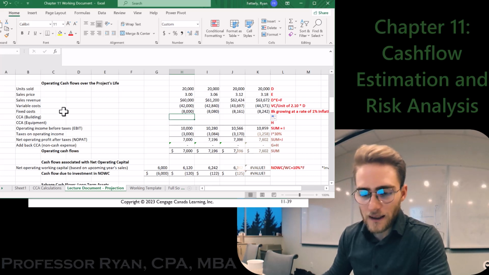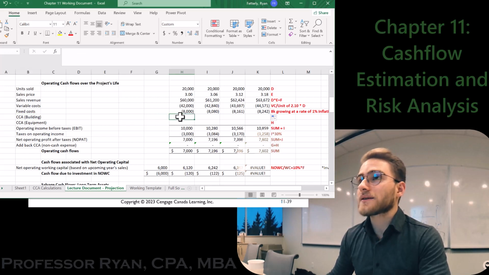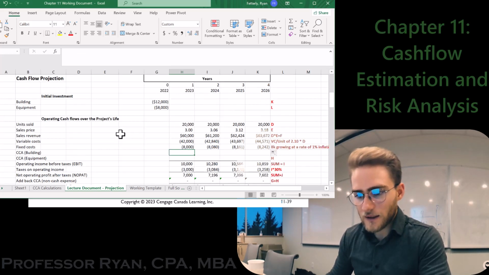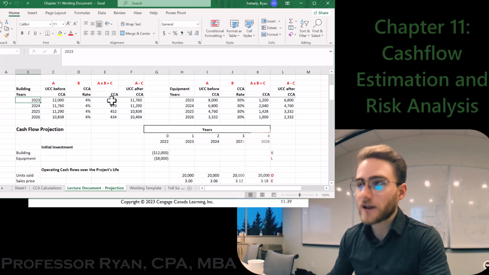Okay. And now we have CCA on our building. Luckily, we've already calculated this, right? So this should be pretty easy. So I go up to here, I go to my building. Here is my CCA for the next 4 years.